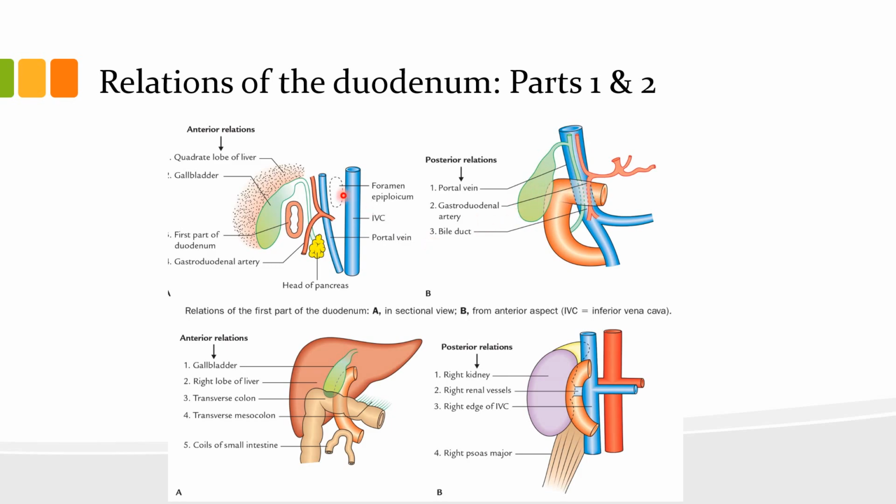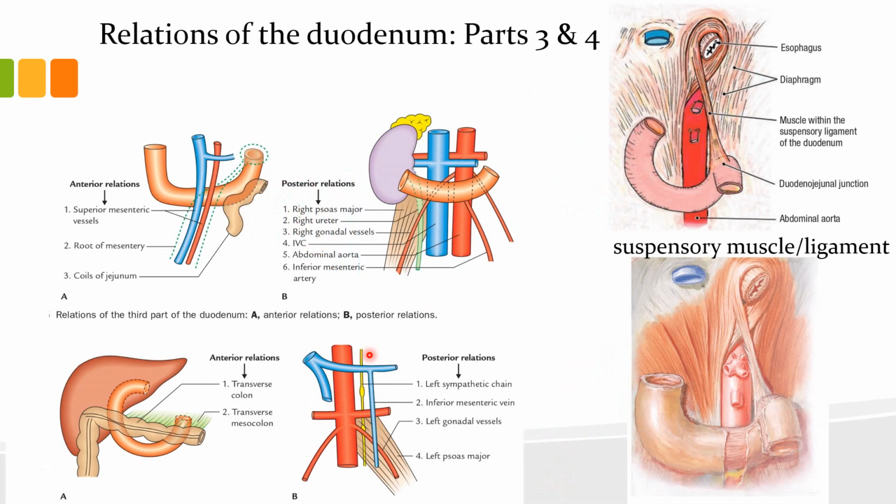The first part is also below the level of the epiploic foramen. It is above the head of the pancreas. The second part lies on the right side of the pancreas, and it is also crossed by the transverse colon and the transverse mesocolon. The third part has an important relation. Anteriorly it is related to the superior mesenteric vessels, which cross it anteriorly, and posteriorly it runs across the inferior vena cava and the abdominal aorta.